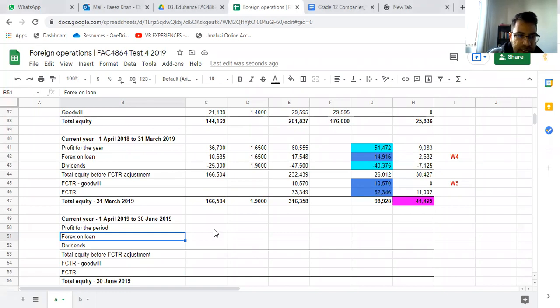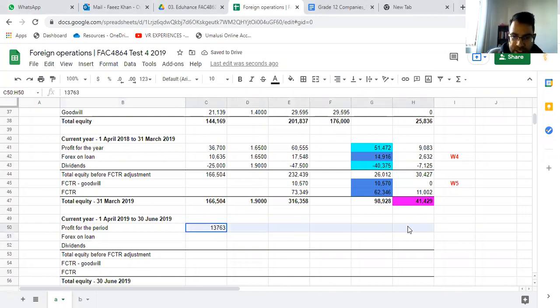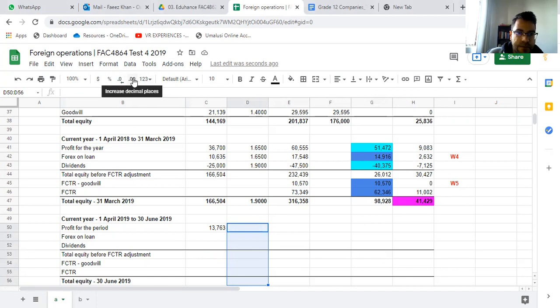So profit for the year in foreign currency is 13,763. Now remember that 13,763 over here is in millions, but we're working in Rand thousands. Okay, so just be aware of that.